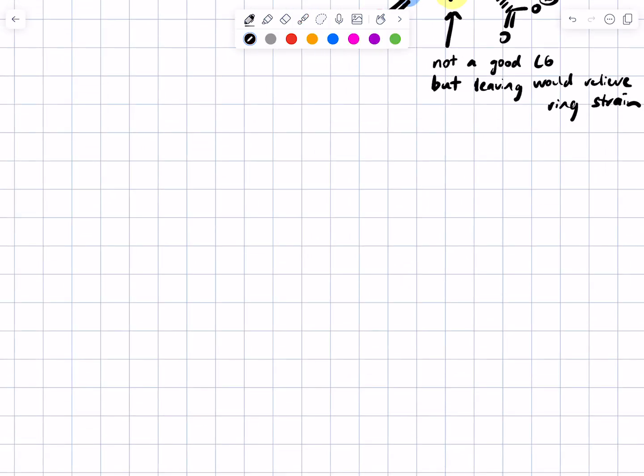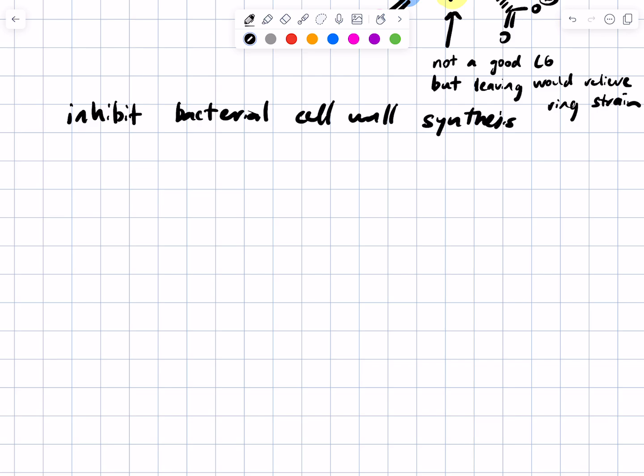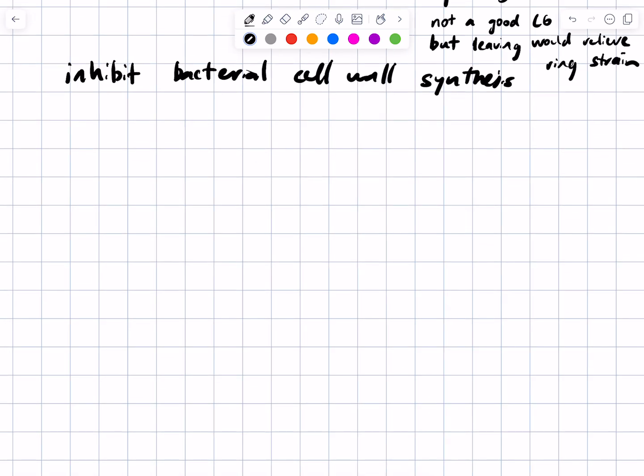So, beta-lactam antibiotics inhibit bacterial cell wall synthesis. To understand how this happens, you need to have just a little bit of knowledge about bacterial cell wall synthesis. We're not going to do the full treatment of this. I've done it before in the class, and it mostly resulted in anger.